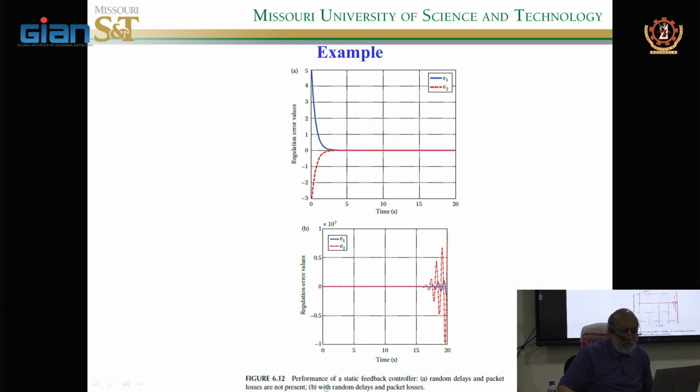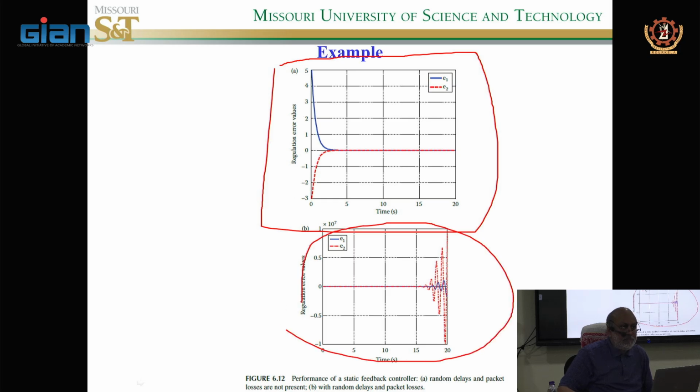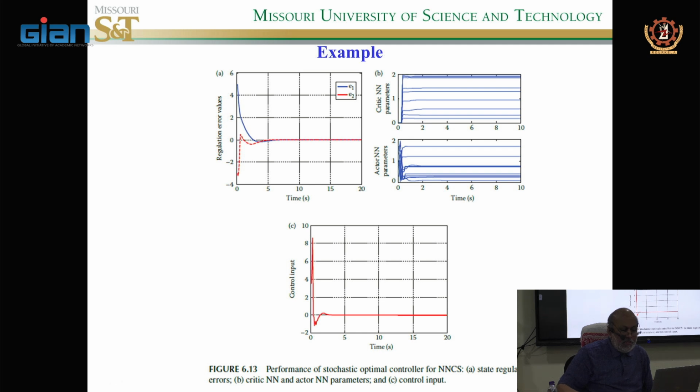Okay, so the performance of the static feedback controller. If I'm using a static controller, it can stabilize the system without packet losses and delays. The minute I use packet losses in the system, things blow up. Here is the stochastic controller. Using our approach, it converges: the critique parameters converge, the control input converges.